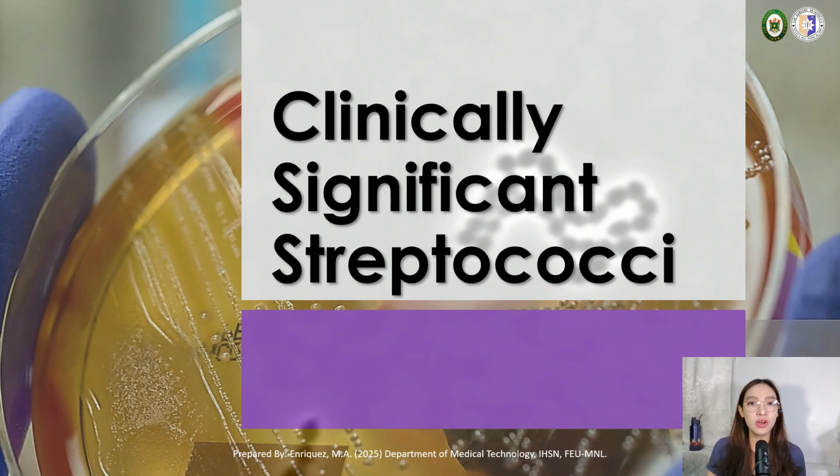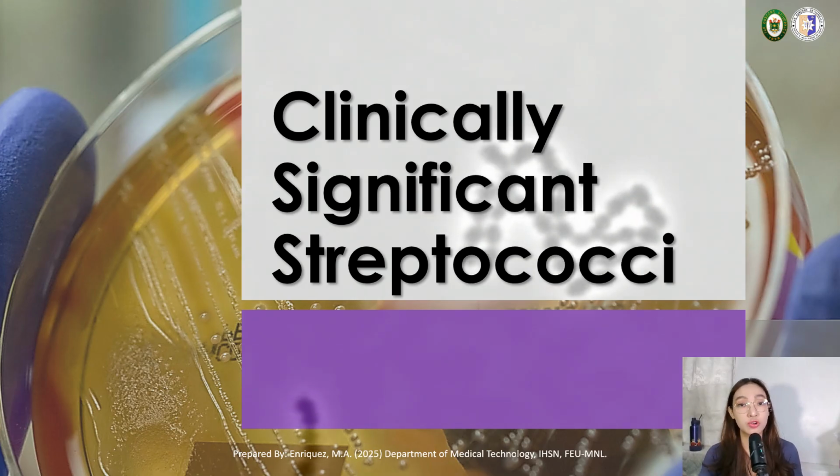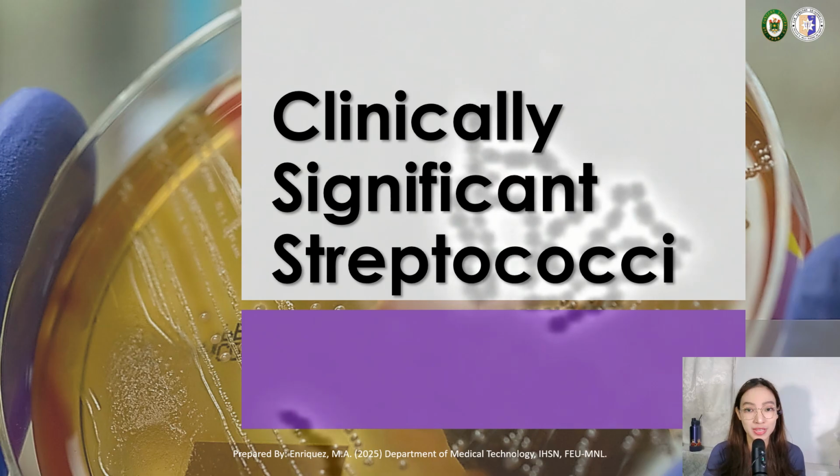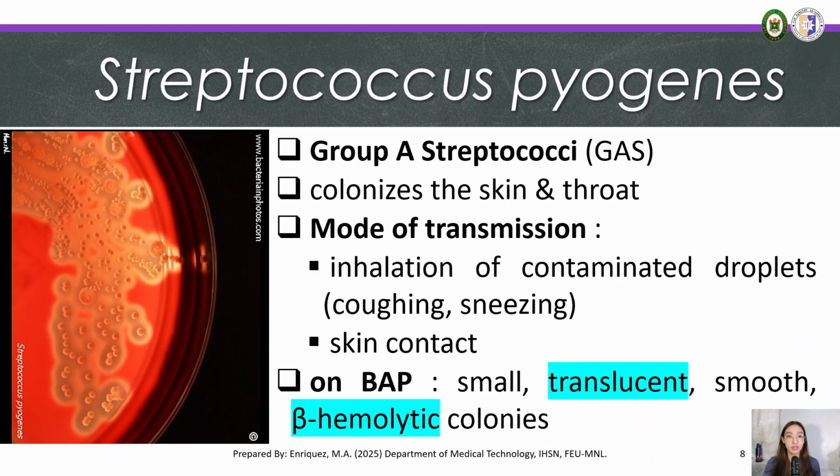Okay, now that we know the general characteristics of streptococci and how they are classified, let's discuss each clinically significant species. Streptococcus pyogenes, or the group A Streptococci, has been a known colonizer of the skin and throat of humans, making these sites the primary source of transmission, either by inhalation of contaminated droplets in case of pharyngitis, or skin contact in cases of pyodermal infections.